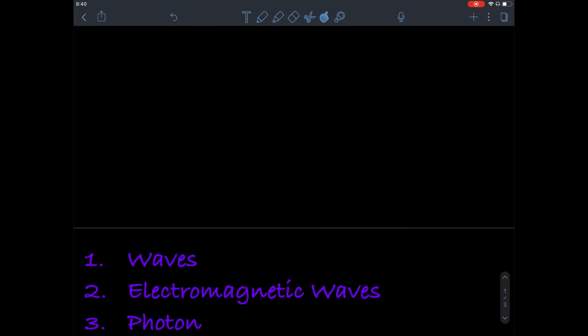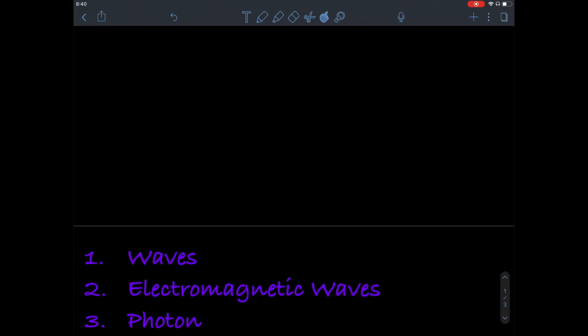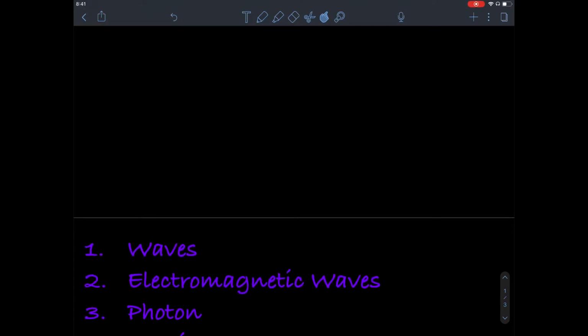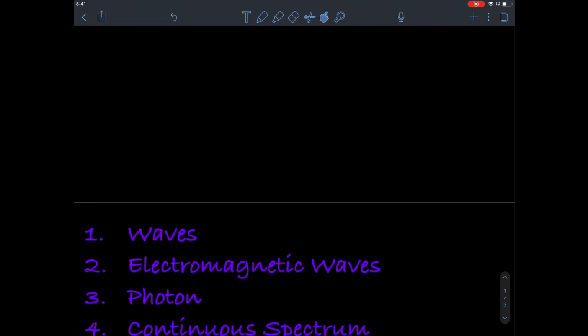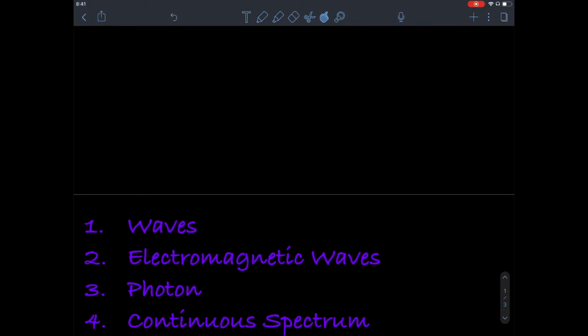Next, number 3, is a photon. A photon is a particle of light that is usually emitted by electrons in an atom. All photons carry energy. Next is continuous spectrum. The continuous spectrum is a list of all known wavelengths. A sliver of the continuous spectrum shows all the types of visible light.